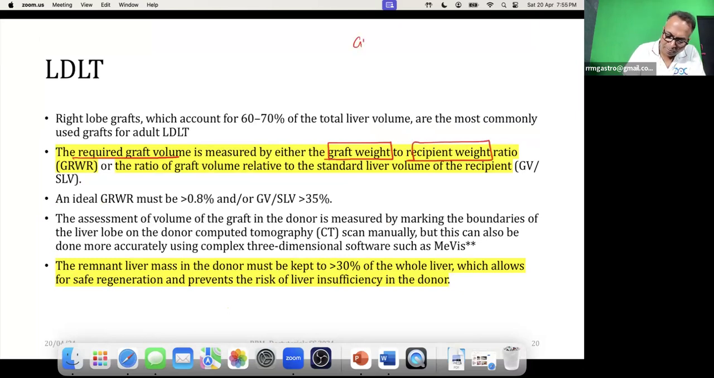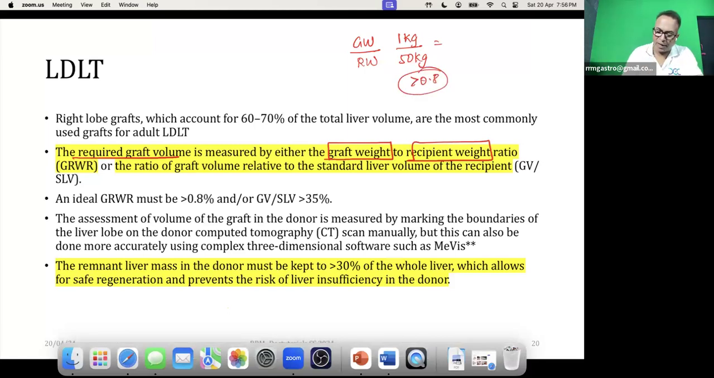The required graft volume is measured by the graft weight to recipient weight ratio. See, graft weight divided by recipient weight. For example, the graft weight is 1 kg and the recipient weight is 50 kg. What will be the GRWR? We have to calculate it. It should be more than 0.8 for a good graft, ideally 0.8 to 1.